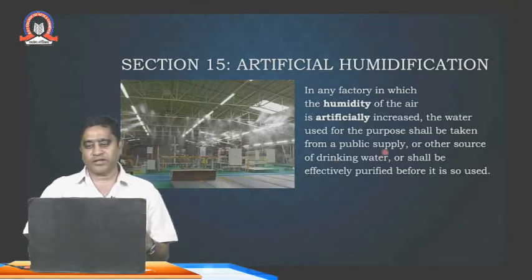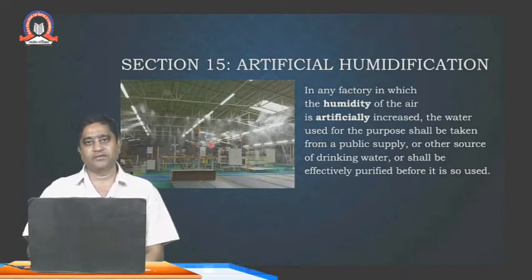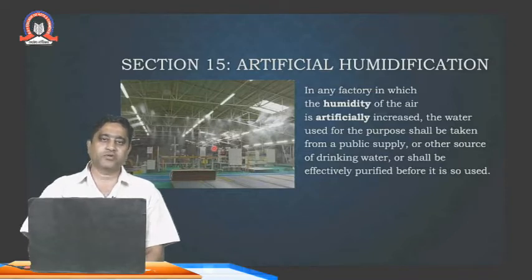So normally the water supply department's water should be accumulated and used for artificial humidification. In some cases, if possible, drinking water should be used for artificial humidification. And if they are using any other source of water for humidification, for making the factory clean and a little bit humid, any water can be used, but it should be treated before using it.